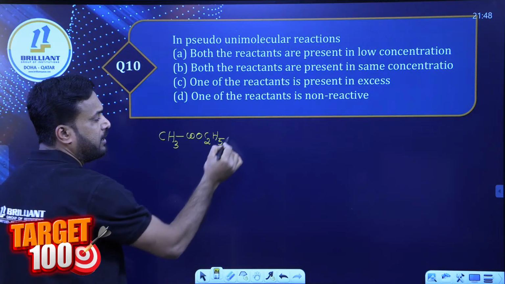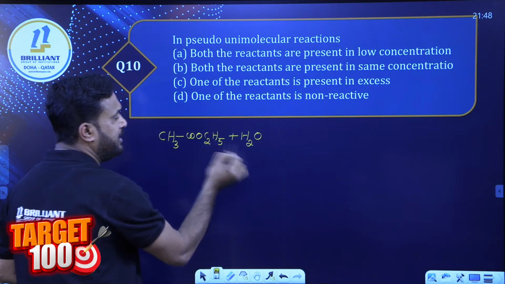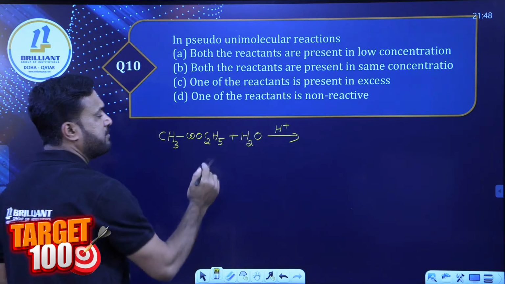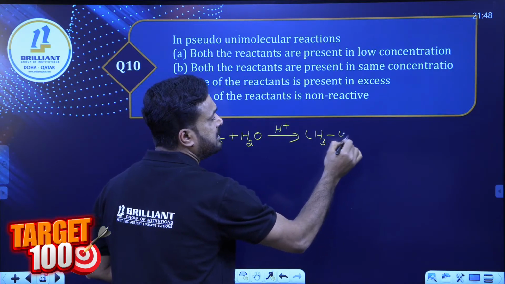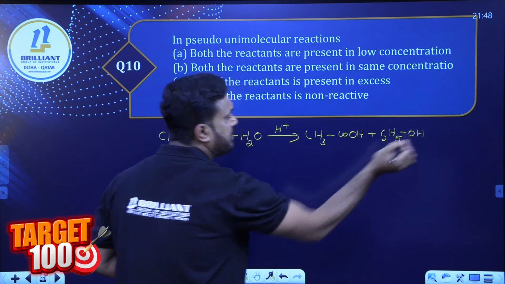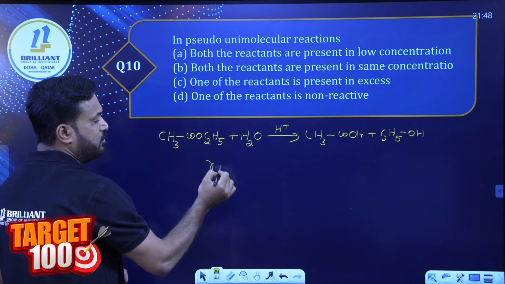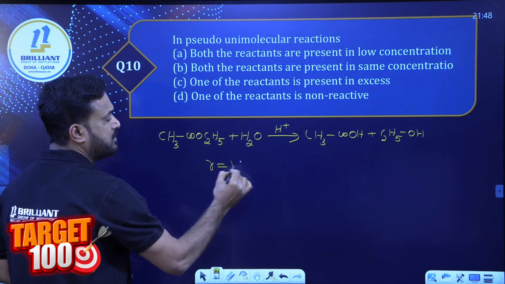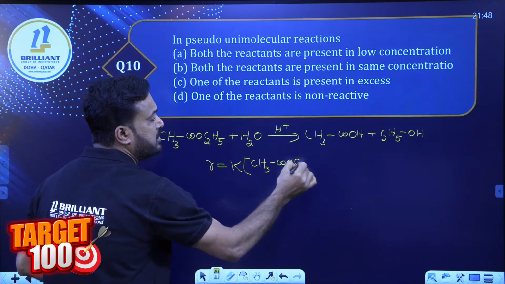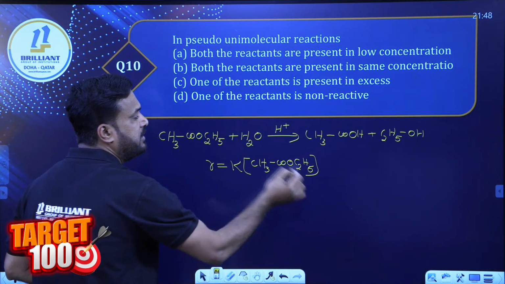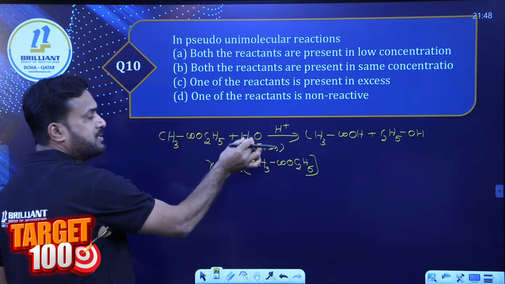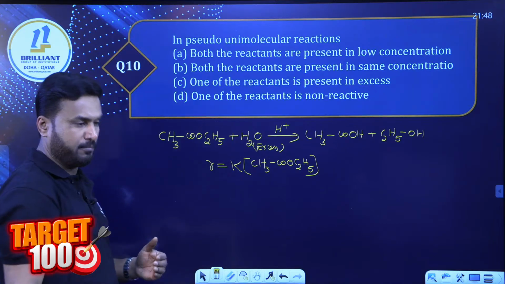For example, an ester, CH3COOC2H5, plus H2O. When an ester hydrolyzes in the presence of a few drops of acid, you will get CH3COOH plus C2H5OH, isn't it? So in this reaction, the actual rate law equation is R is equal to K into the concentration of CH3COOC2H5 only, because water is taken in excess. So the concentration change of water will not be affecting the rate of reaction.